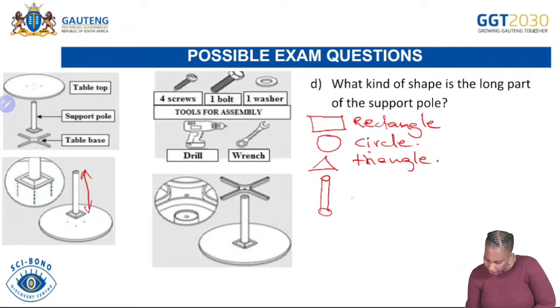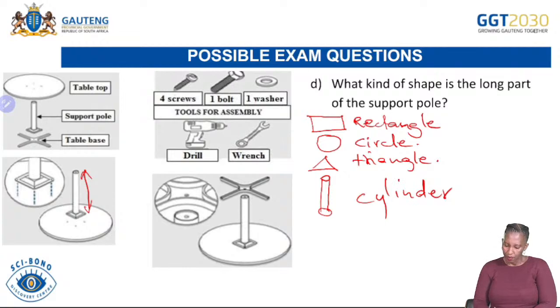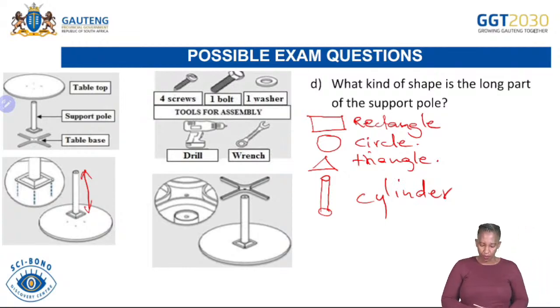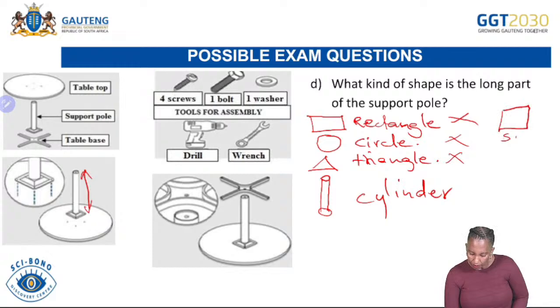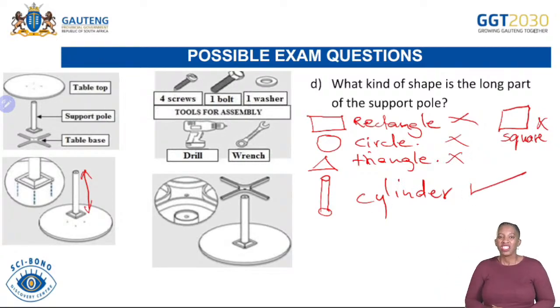We say it's what now? It is a cylinder. The shape now, it's a cylinder shape. So is it the rectangle? No, it falls off. Is it a circle? No. Is it a triangle? No. If I am to include a square, is it a square? No, but it is what? A cylinder. So you just need to identify.